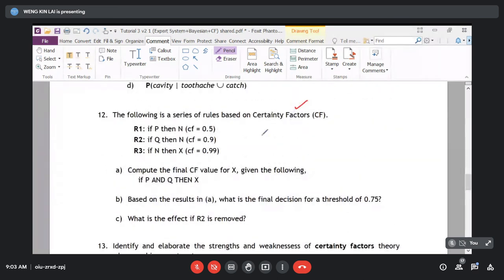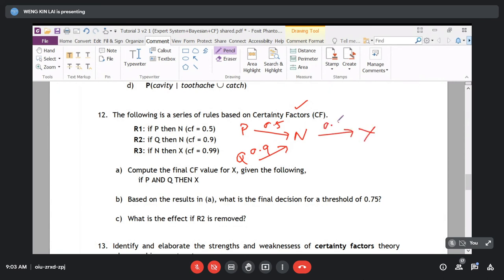So we have these certainty factors based on this. If P is true, then N is true, but this is only with 0.5 certainty factor. Now, if Q is true, then N is true. This is 0.9 certainty factor. Now, if N is true, then X is true. This is 0.99.